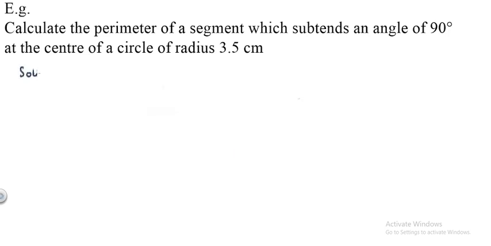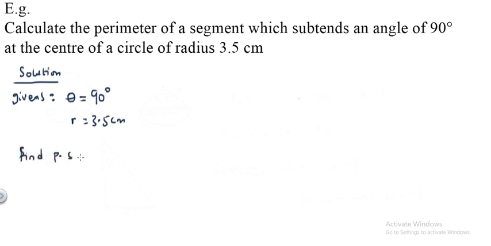For the solution, we are told to calculate the perimeter of a segment which subtends an angle of 90 degrees at the center of a circle of radius 3.5 centimeters. This would simply mean that we have our givens. The theta we have on our hands is 90 degrees. The radius we have on our hands is 3.5 centimeters. We are told to calculate the perimeter of the segment. So find the perimeter of the segment. Let's call this P.